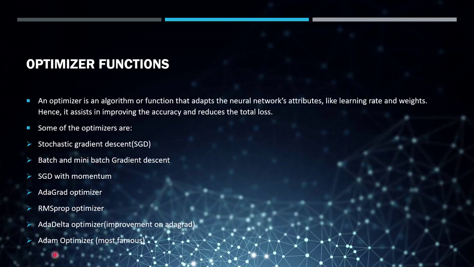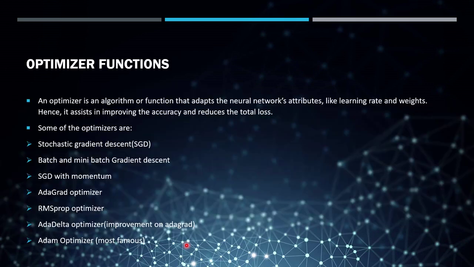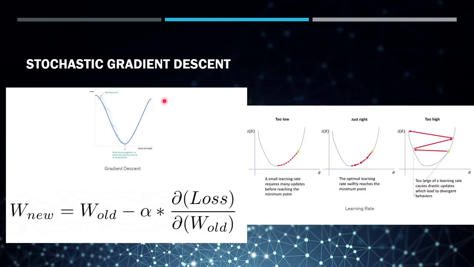We also have the Adam optimizer, which is the most famous, and we will generally use it in our projects as an optimizer function. But for the sake of knowledge, let us go through what each of the optimizer functions means. So we have stochastic gradient descent. We will do a quick overview without much of the math behind it. This thing is quite simple.